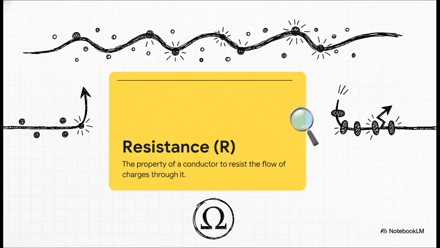Imagine you're trying to walk down a very crowded hallway. It's difficult, right? You keep bumping into people. This is exactly what happens to charges moving through a wire. They collide with the atoms of the conductor. This opposition, this electrical friction, is what we call resistance. It basically resists the flow of current. And we measure this resistance in ohms.